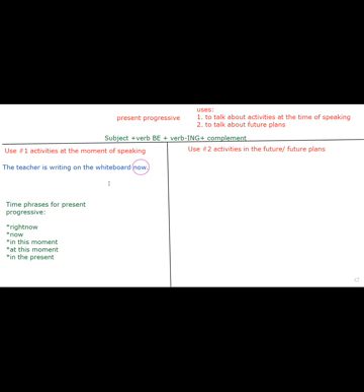Let's continue. Now we have used number two. In use number two, we are going to write another example here, right? And we're going to think about something that we can do in the future, okay? In the future. Now, for example, tell me one subject, Gabriel.